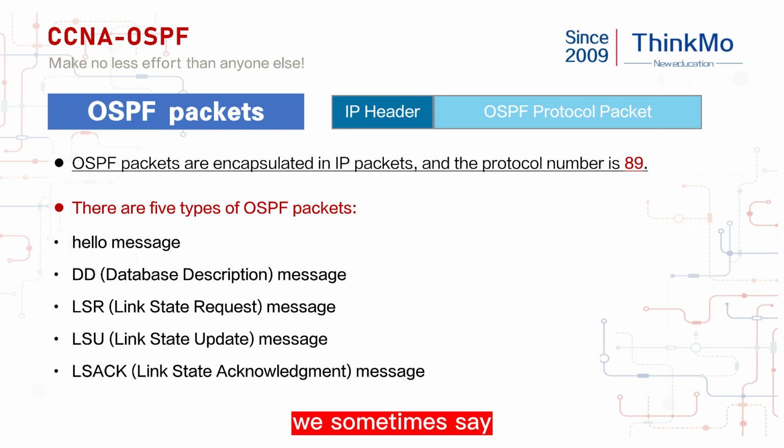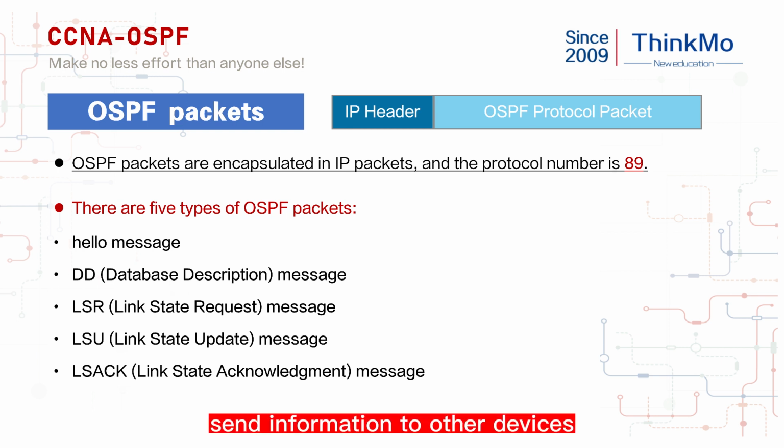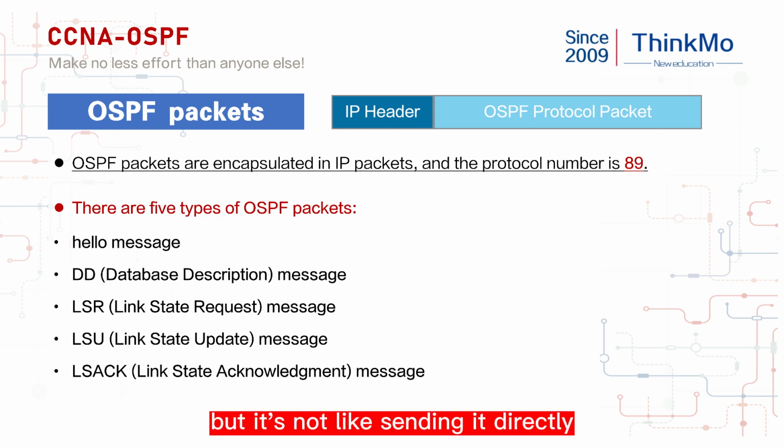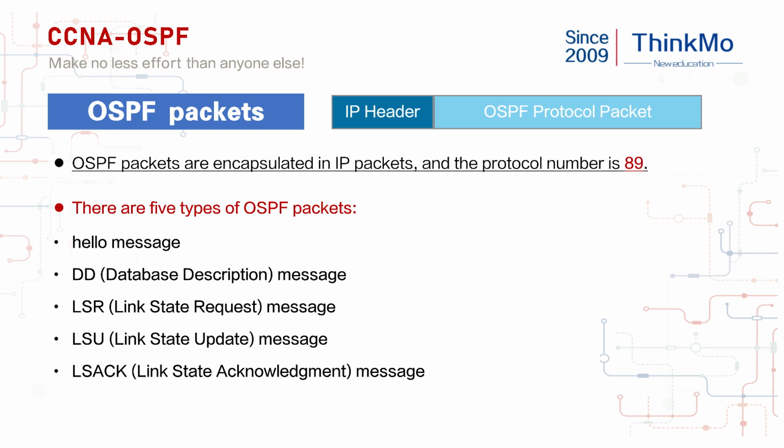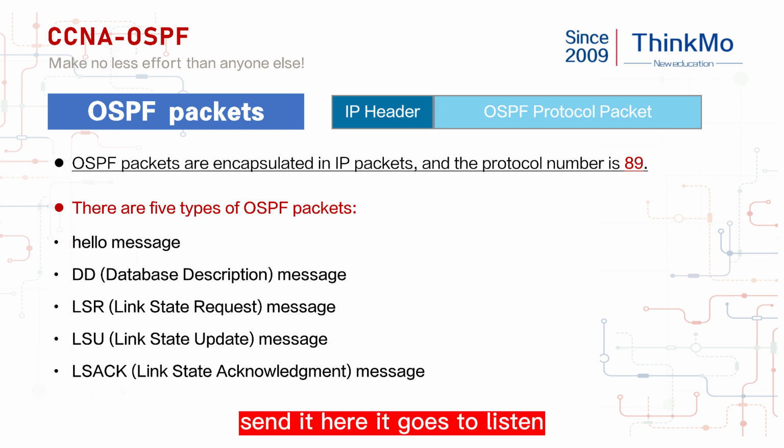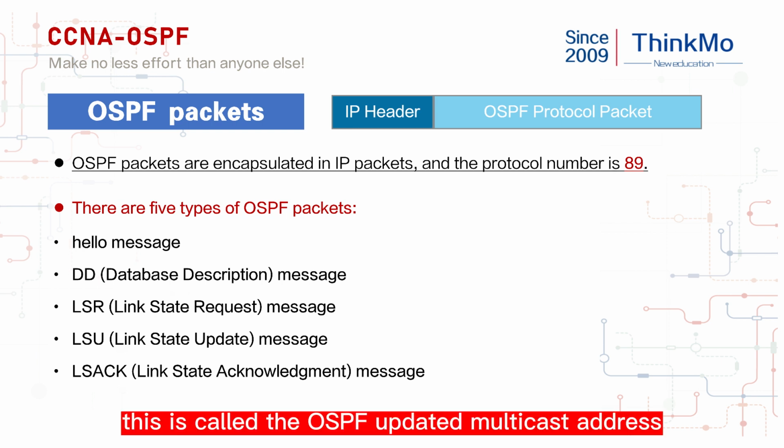We sometimes say, send information to other devices. But it's not like sending it directly. Send it here. It goes to listen. That's what it learns. This is called the OSPF updated multicast address.